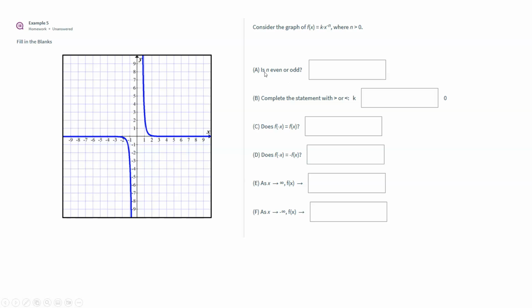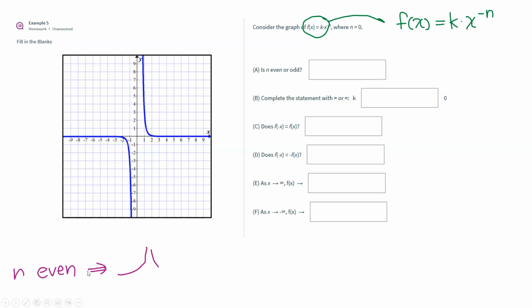So you're asked, is n even or odd? So is this exponent that's negative, is it going to be an even number or an odd number? If it was an even number, you would be seeing a graph that would look more like this. Either the two ends would be like this and like this. They'd either be both going in the up direction or both going in the down direction.